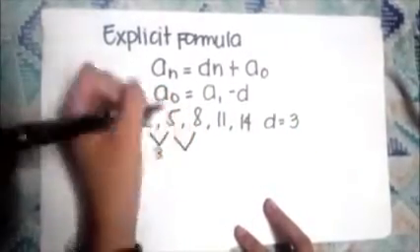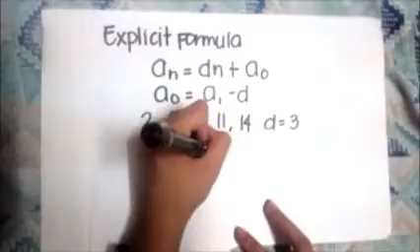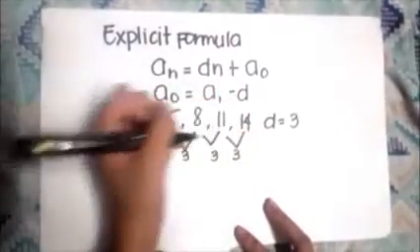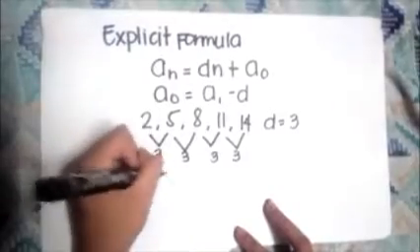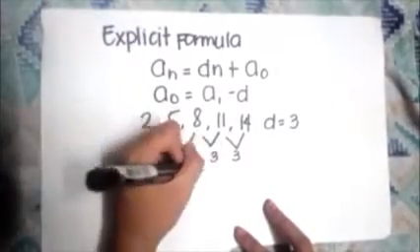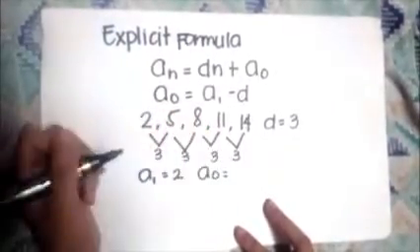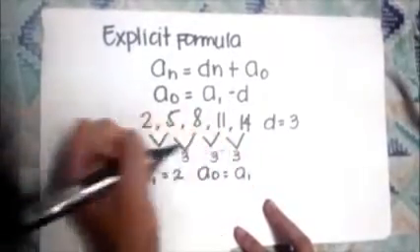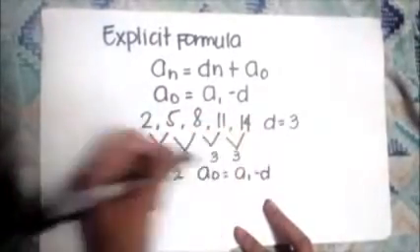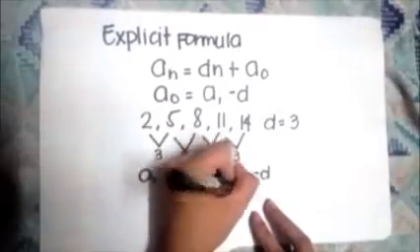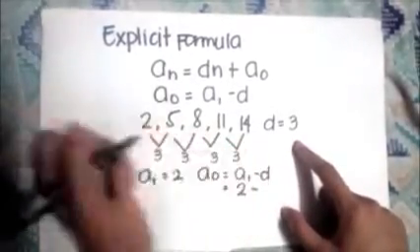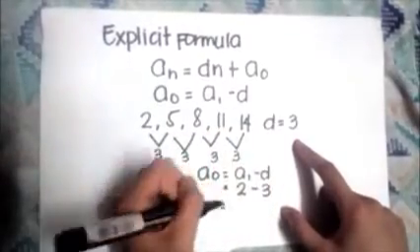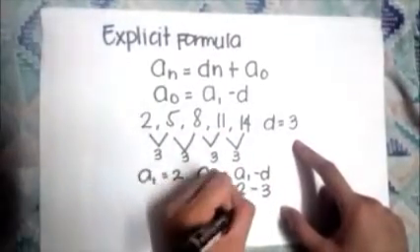8 minus 5 is 3. Now, our a sub 1 is equal to 2. And our a sub 0 is equal to a sub 1 minus d, wherein a sub 1 is equal to 2 and our common difference is 3. So, our a sub 0 is negative 1.